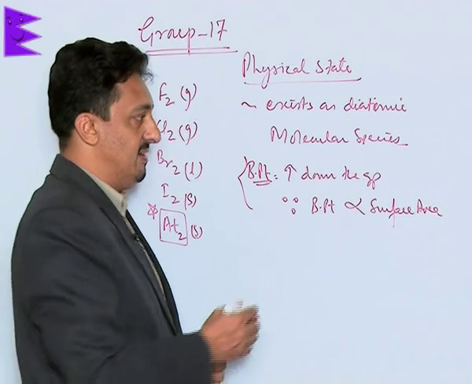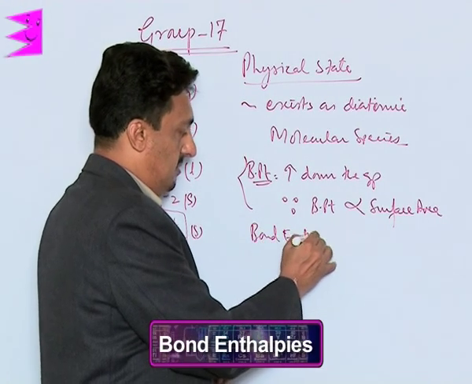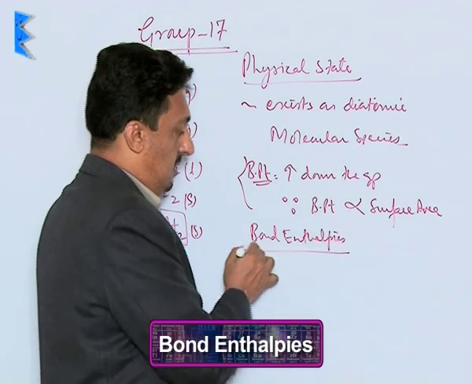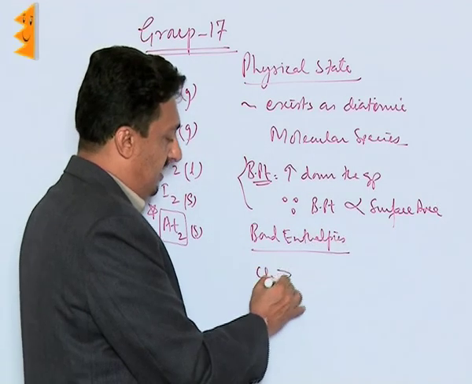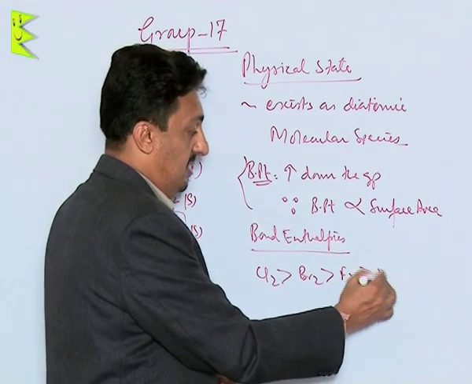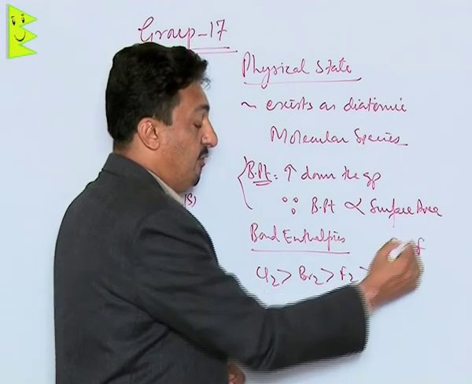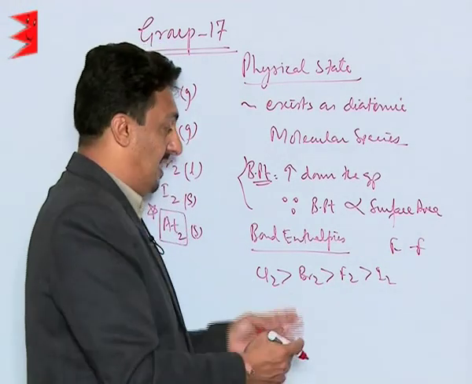Then what we need to understand is their bond enthalpies. The bond enthalpies of these diatomic molecular species follow the trend: chlorine, then bromine, then fluorine, and then iodine. We believe that fluorine is very small in size, so its bond enthalpy should be maximum. But it comes in the third place.